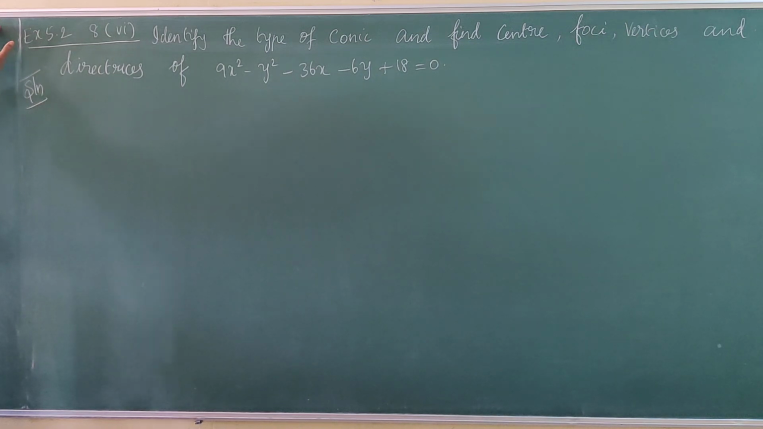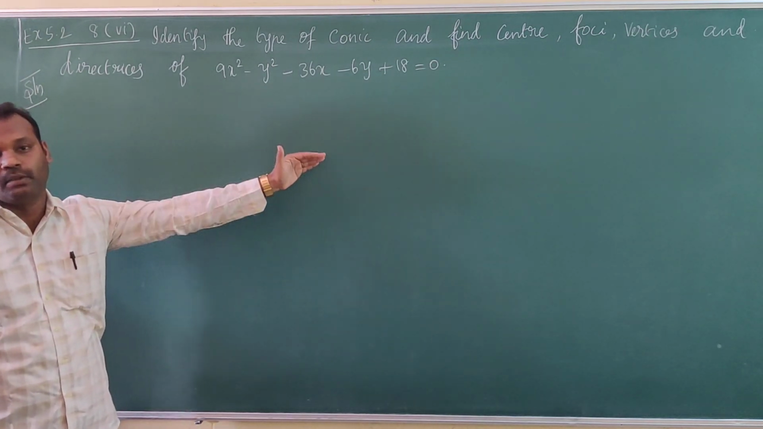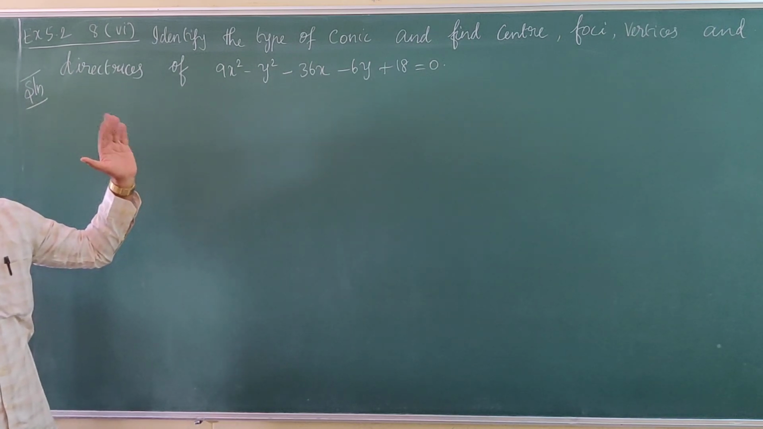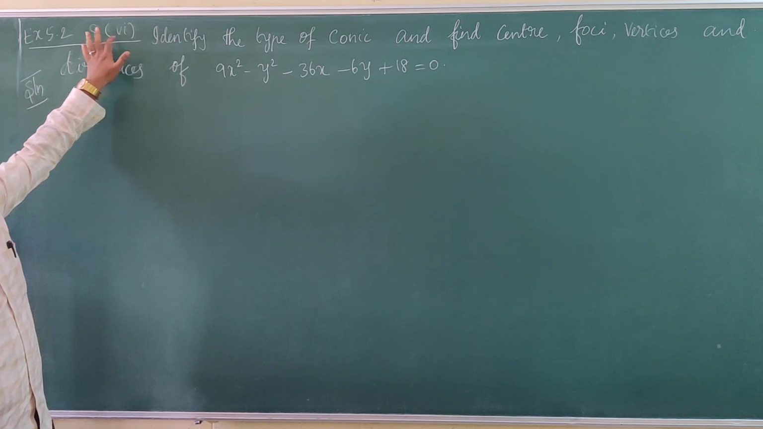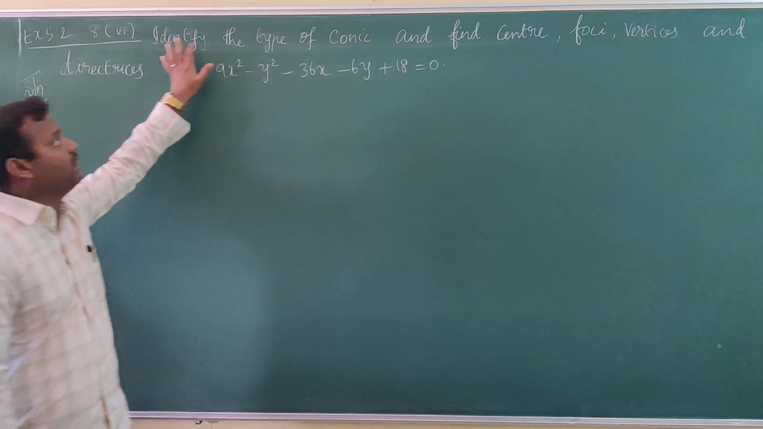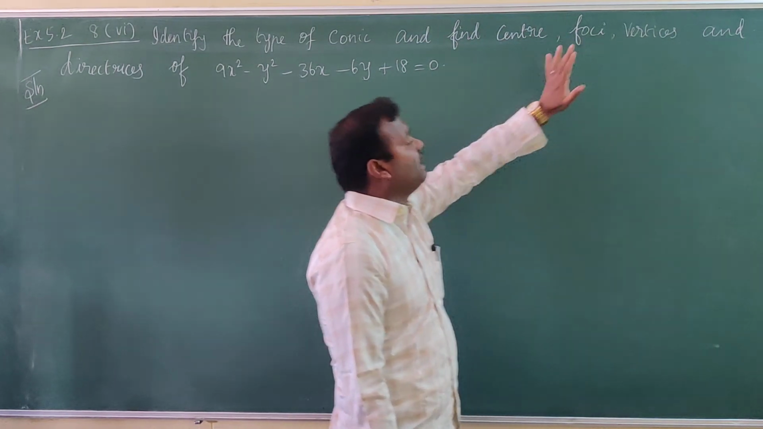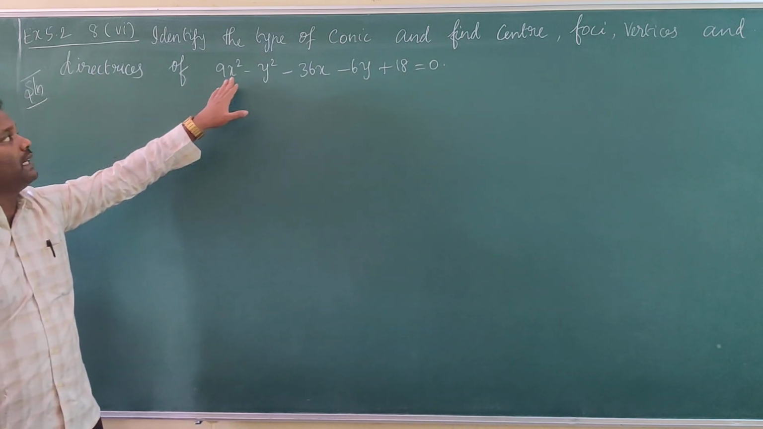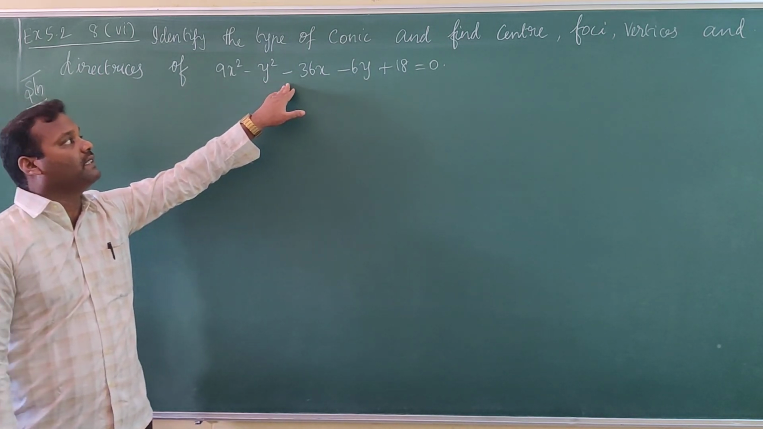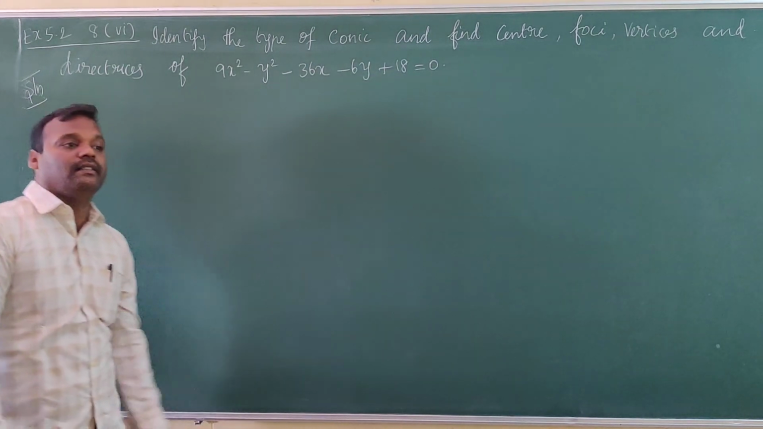So in the last class we discussed the types of hyperbola and the formulas related to hyperbola. As an extension of that, we are going to see one problem in exercise 5.2, 8th sum, 6th subdivision: identify the type of conic and find the center, foci, vertices and directrices of 9x² − y² − 36x − 6y + 18 = 0.